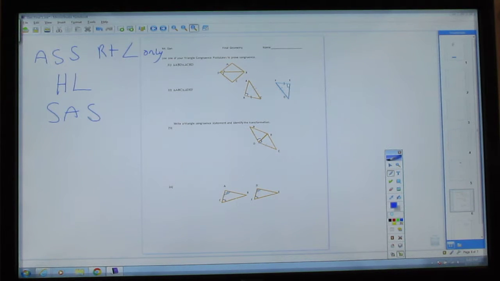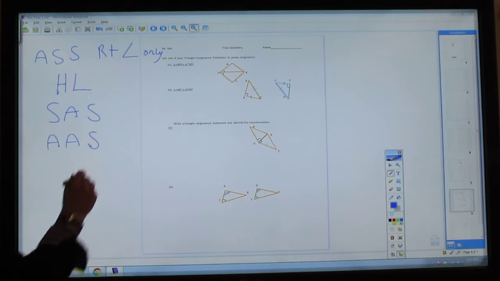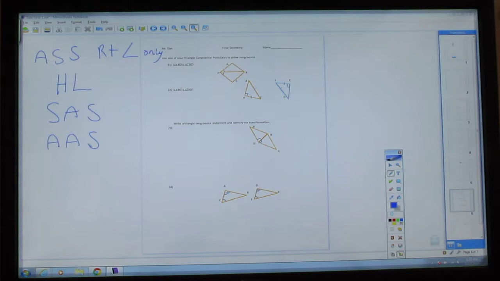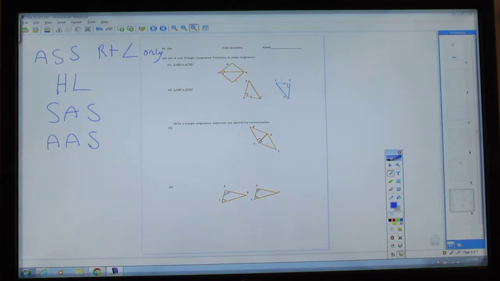And another triangle congruency is angle side. What's HL stand for? Hypotenuse leg. And there's a hypotenuse because there's a right angle. It's a right triangle. Okay? So that's why you use HL on right triangles. Now, these could be any triangle. HL has to be a right triangle. Okay?